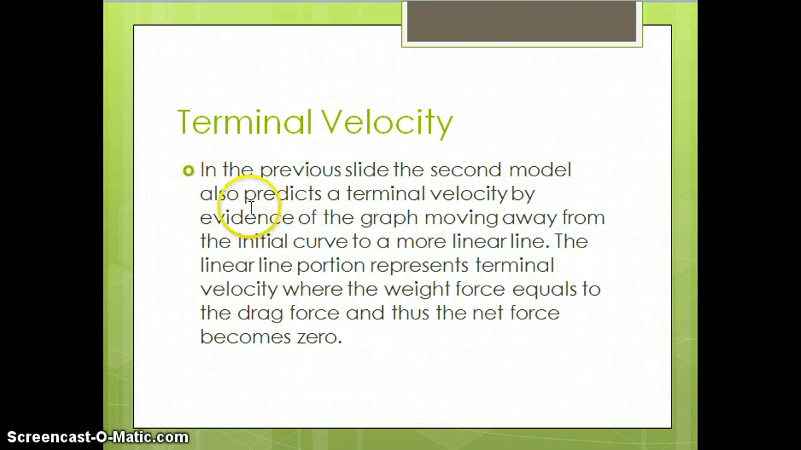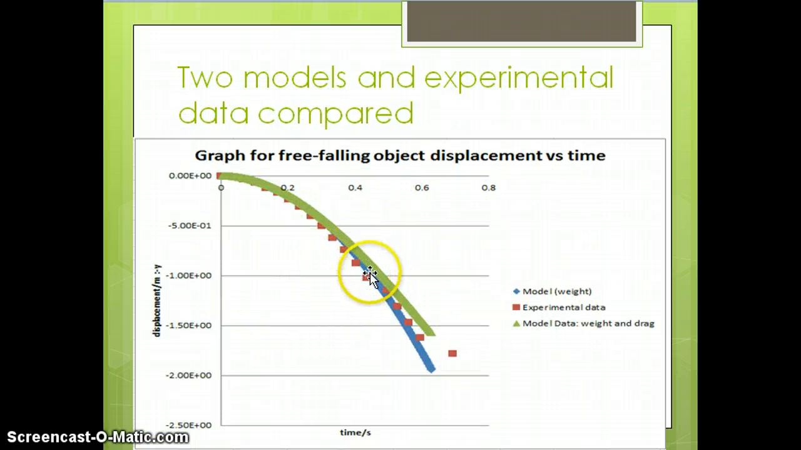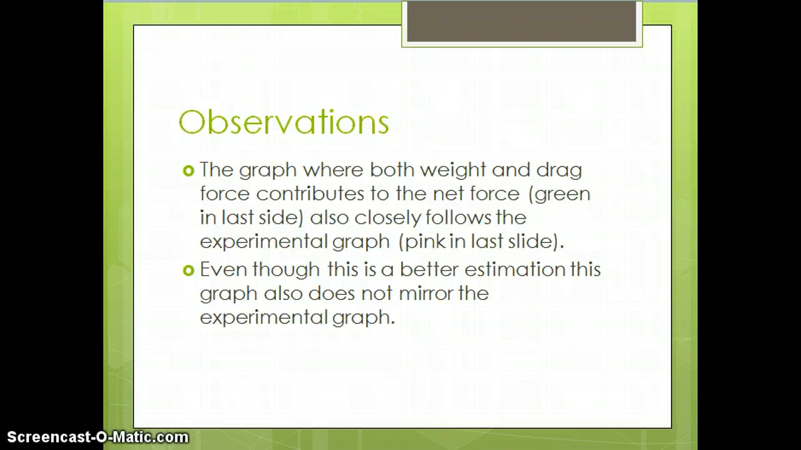In this case, the second model also predicts the terminal velocity, by evidence of the graph moving away from the initial curve to a more linear line. The linear portion represents terminal velocity, where the weight force equals the drag force, and thus the net force becomes zero. So this graph shows all three, the two models and the experimental data, and we see both models closely map the experimental data. The graph where both weight and drag force contribute to the net force also closely follows the experimental data. Even though this is a better estimation, this graph also does not mirror the experimental data.